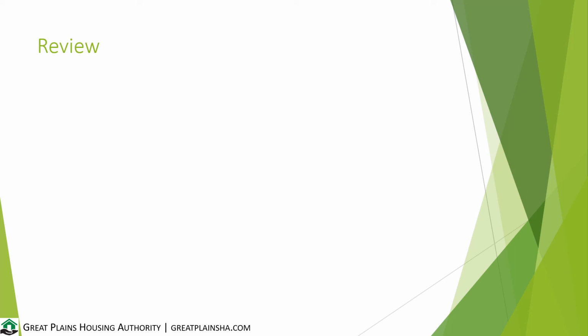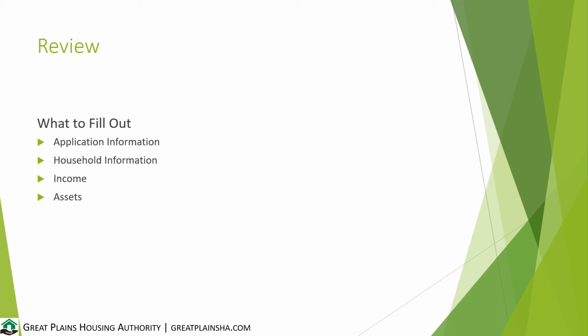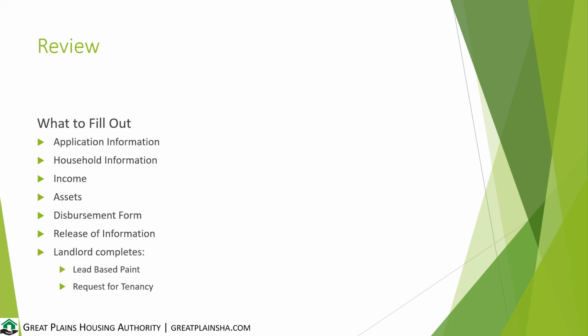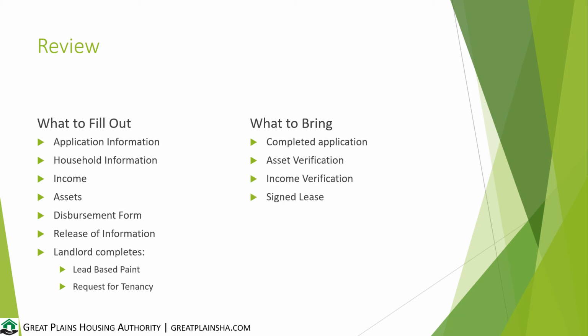Let's review what you need to fill out for the application and what you need to turn in to the office. First, you will need to fill out the application and household information, the appropriate income forms, the asset section, and the disbursement form. Be sure to sign all parts of the application, including the release of information. Provide your landlord the lead-based paint form and the request for tenancy. You will need to return your completed application to the office. Included with the application, you must provide asset and income verifications, a signed lease, and the landlord completed forms.